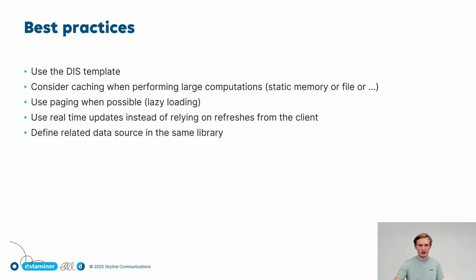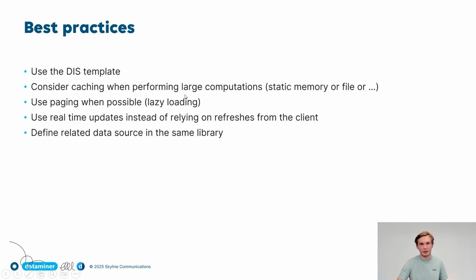ad hoc data sources. One of the big ones is using the DIS template. It will make sure that everything is set up correctly. You can publish it, you can create DataMiner apps. It's going to be a lot easier to do compared to other options. Because everything is GQI, is C#, you can look into caching, be it on files, static memory, or anything. It makes sure that every time someone, for example, refreshes their dashboards or does anything else, it doesn't have to, for example, do an expensive API call.